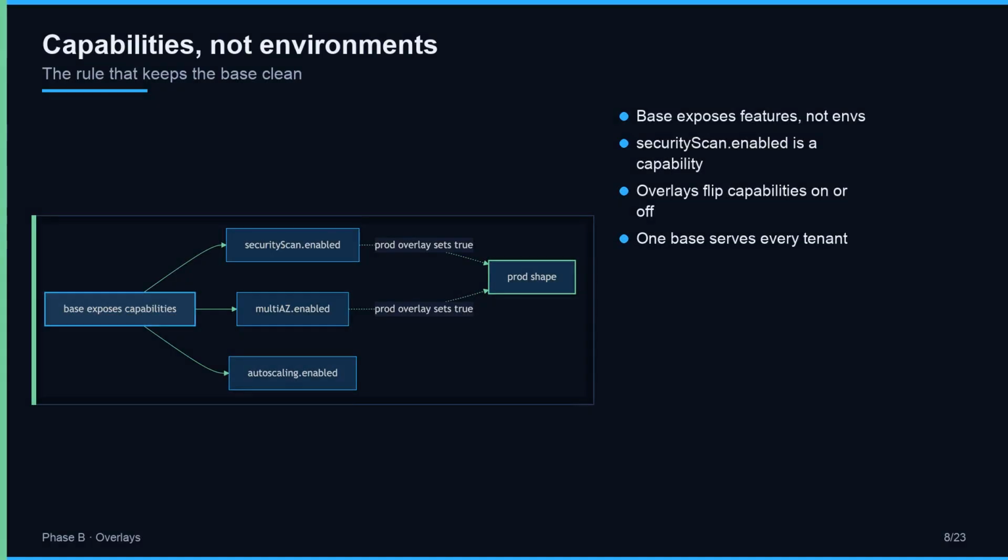There is one rule that makes this reusable. The base never names an environment. Instead, it exposes capabilities: security scan enabled, multi-zone enabled, auto-scaling enabled. The overlays simply turn those capabilities on or off. The prod overlay sets security scan to true, the dev overlay leaves it false. Same base, different choices. That is what lets one trunk serve every tenant.